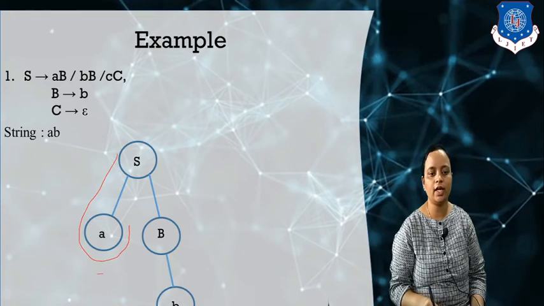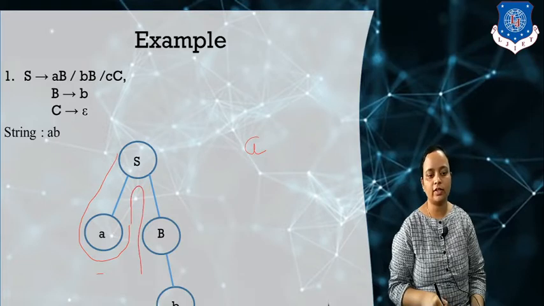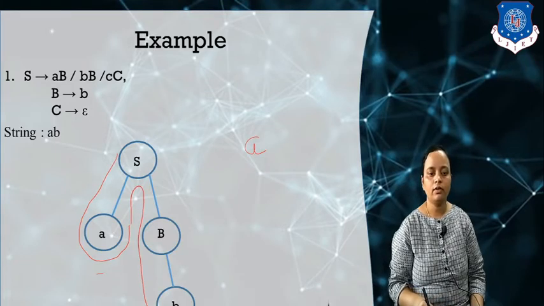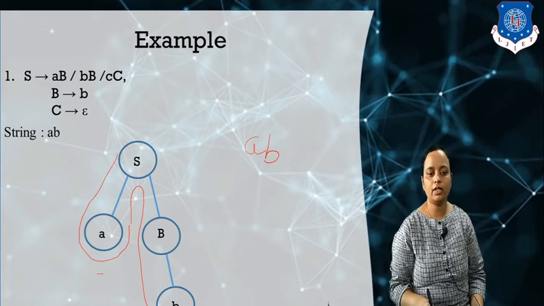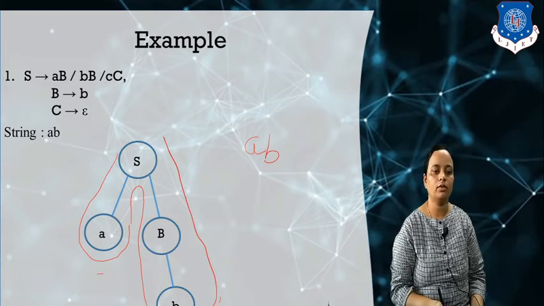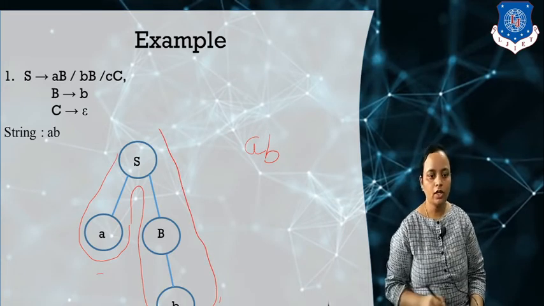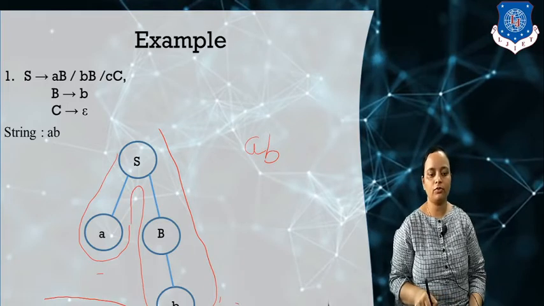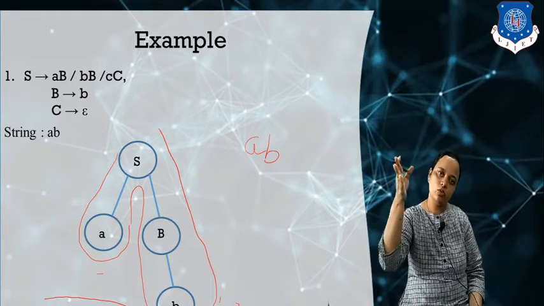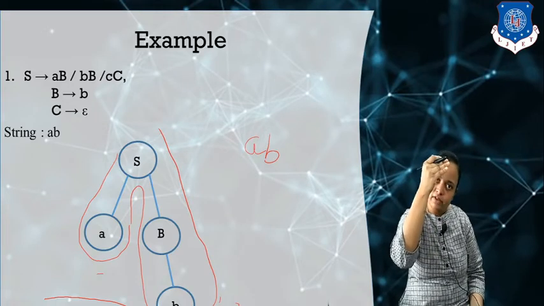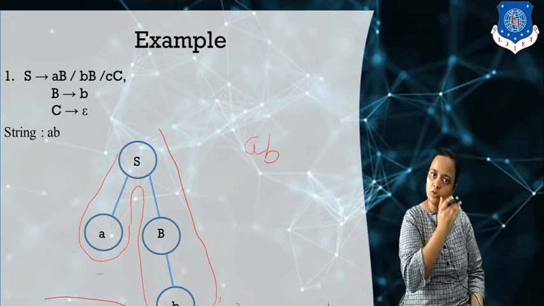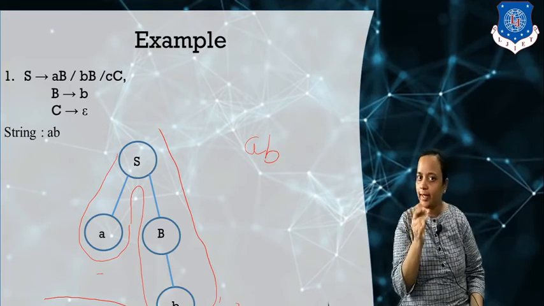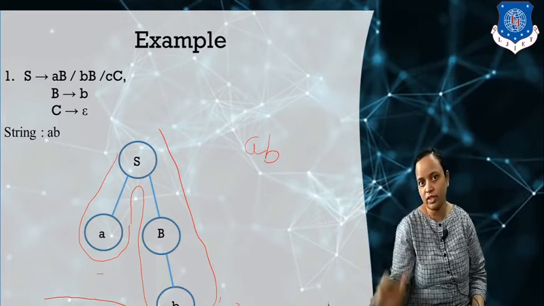Which terminal does it contain? Leaf node small a. Left to right, you go from top to bottom like this. Now again a leaf node appears. Which symbol does it contain? It contains the terminal small b. So we need to read the leaf nodes of the derivation tree from left to right, and this sequence of leaf nodes is called the string.